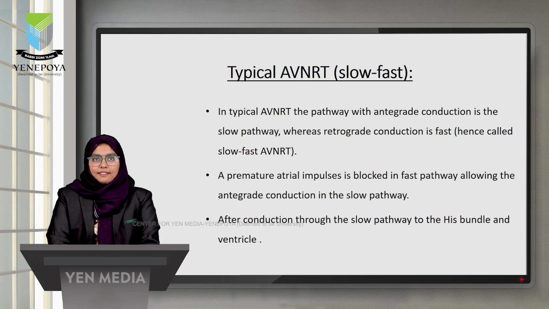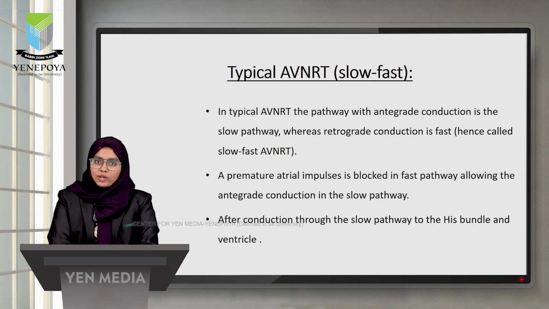Next is typical AVNRT. As I've explained the mechanism of AVNRT, it is the same. Here, in typical AVNRT, the antegrade conduction is in the slow pathway, whereas the retrograde conduction is in the fast pathway. Hence it is called slow-fast pathway. Here the premature atrial impulse is blocked in the fast pathway, since it has a longer refractory period, and this premature impulse will allow antegrade conduction in the slow pathway.